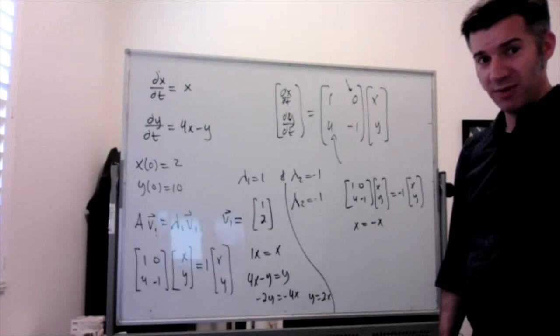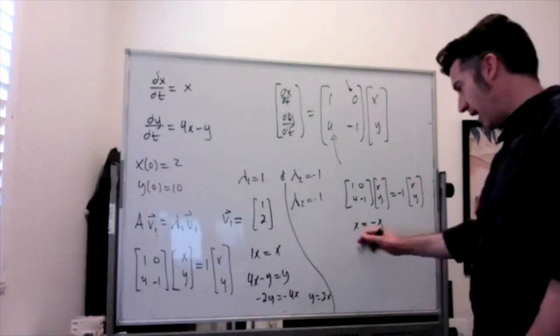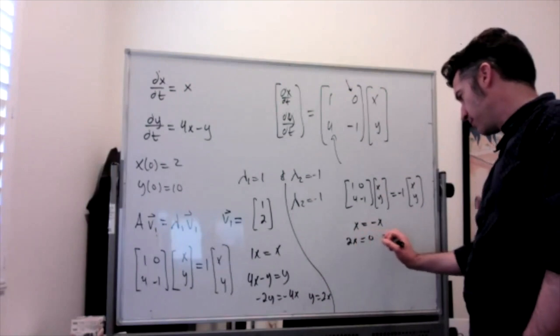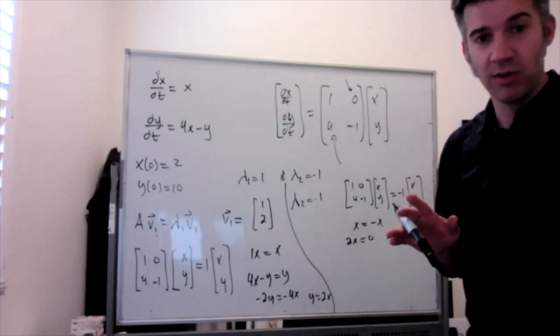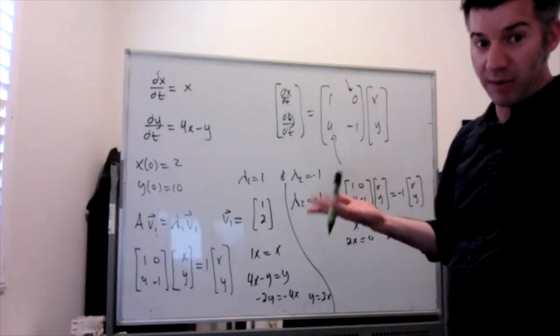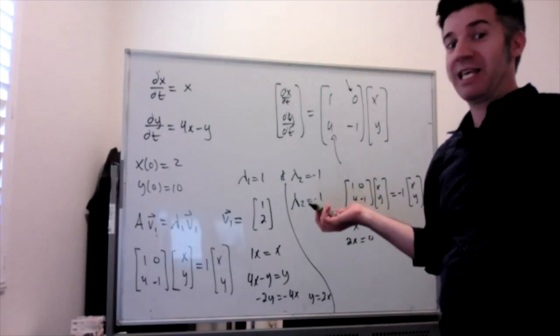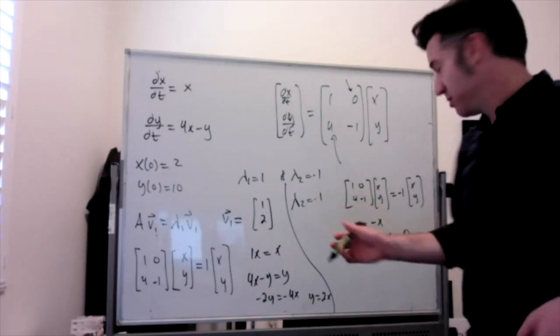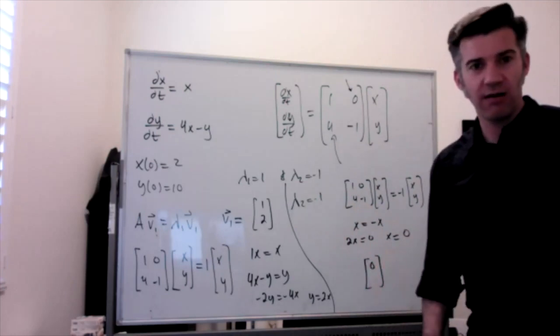Anybody know? 0. Right. The only number that's its own negative is 0, or you can add x to both sides. Okay, here's the thing. If you get x equal to 0, you don't have to do any more work. If x is 0, what does y have to not be? If x is 0, y can't be 0.